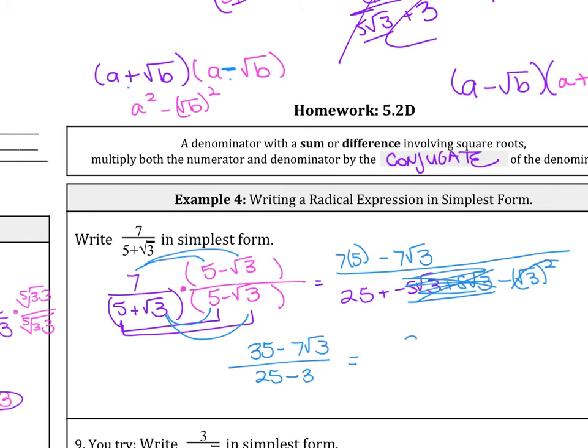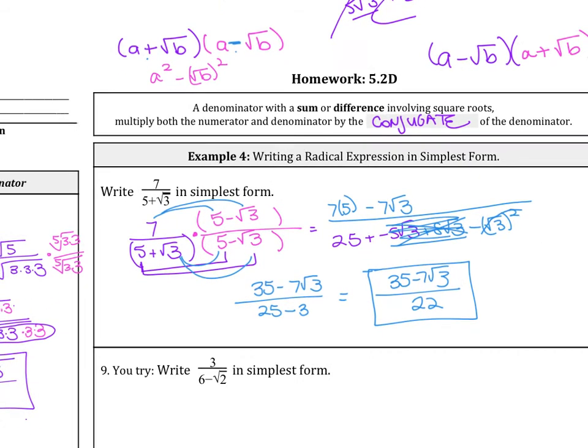So then let's simplify. We have 35 minus 7 root 3 over 25 minus 3, which is 22. And now that is simplified. We no longer have a radical in the denominator. Now remember, we cannot add 35 and minus 7 root 3. They are not like terms, so do not try and simplify that any further. That's as far as it goes.